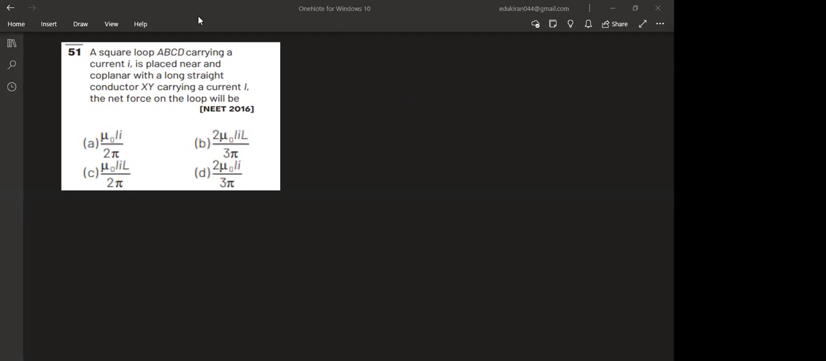L is the length of the conductor. A square loop is there, no? So its length.